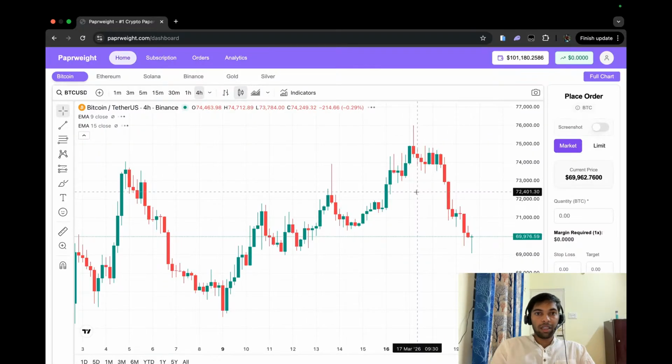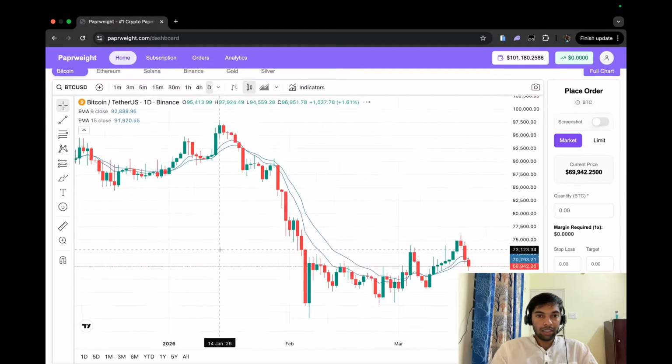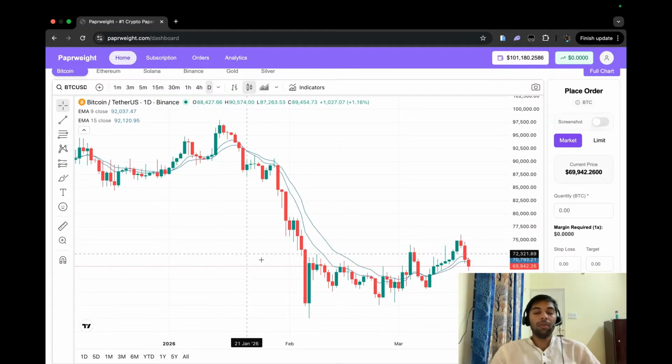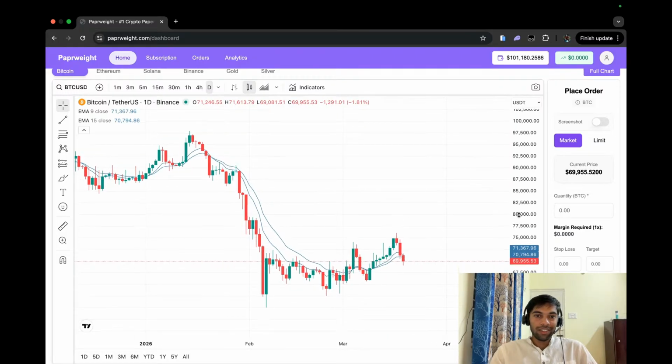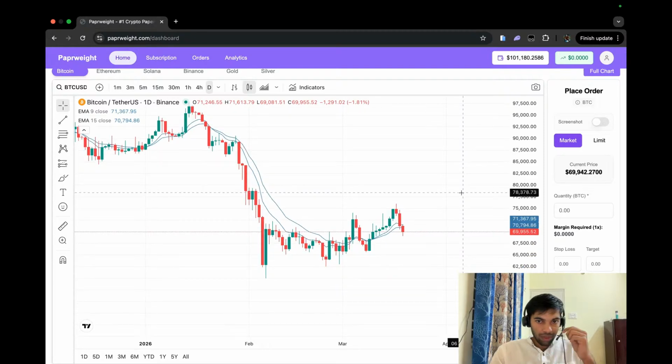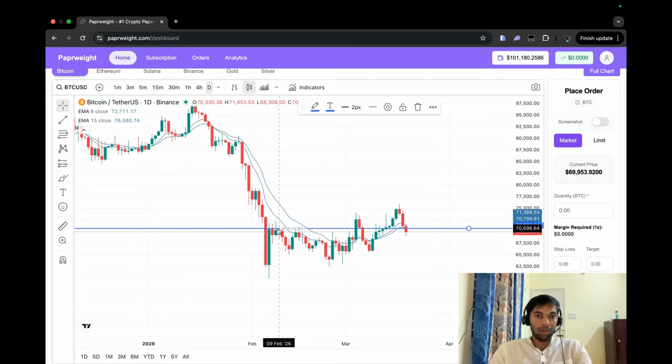Let's see what is happening on Bitcoin at the higher time frame, and let's analyze by going to the daily time frame first. It's quite awkward to see that Bitcoin tried this. This is the previous selling zone from where the market is falling again and again.